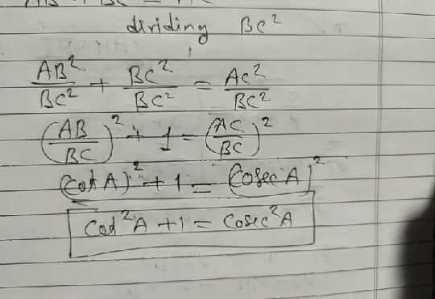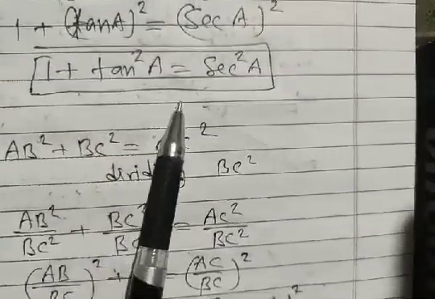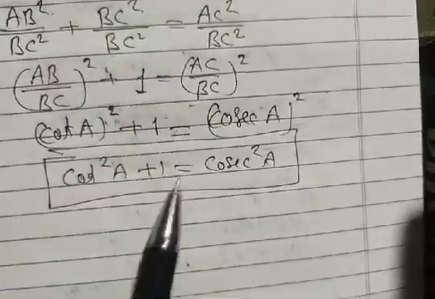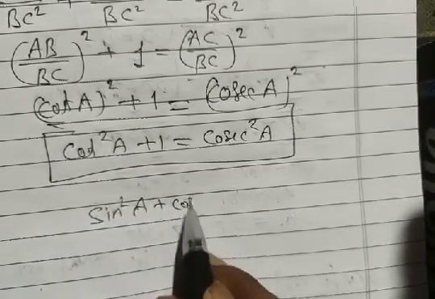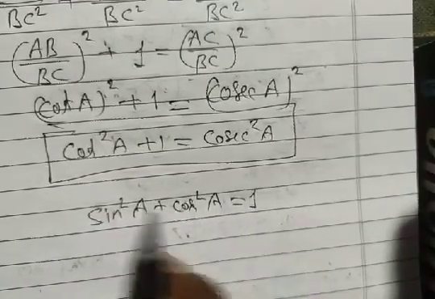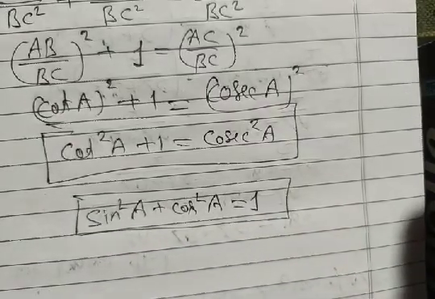Today we have discussed three identities: 1 plus tan square A equal to sec square A, cot square A plus 1 equal to cosec square A, and also sin square A plus cos square A equal to 1. These are our basic three identities. We are going to discuss problems on these identities in our next classes.